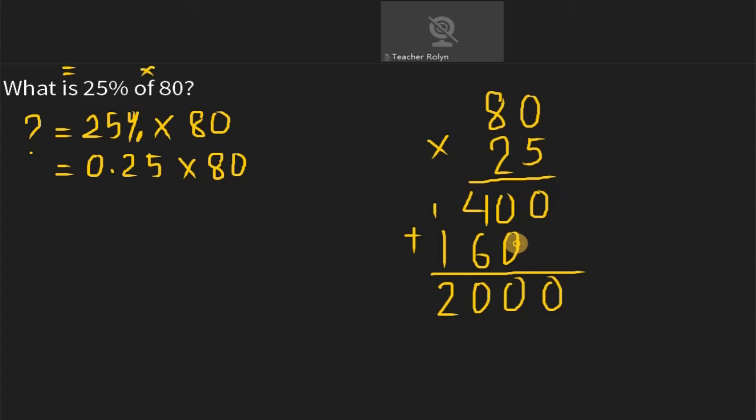Alright, but that is not yet the final answer because 25% is equal to 0.25. So that means we will count 2 places to the left sa final answer natin. Alright, so we have to move 2 places to the left. That will be 20. So that means 25% of 80 is equal to 20.